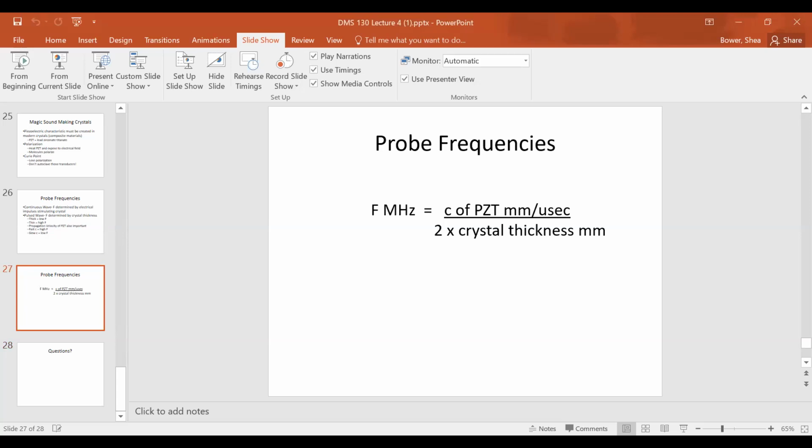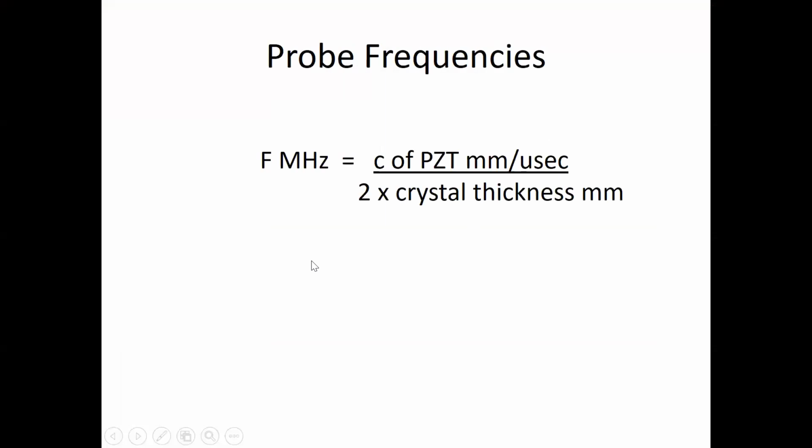Okay, so your frequency in megahertz is the propagation velocity of whatever crystal style you're using. In our world now, we use the PZT, the lead zirconate titanate, and then it's 2 times your crystal thickness in millimeters. And again, you're not gonna have to calculate this. They're just gonna say you have a thickness of A or a thickness of B, which one's gonna have the higher frequency? Or you have a propagation velocity of A and a propagation velocity of B, which crystal is gonna have the higher or lower frequency?